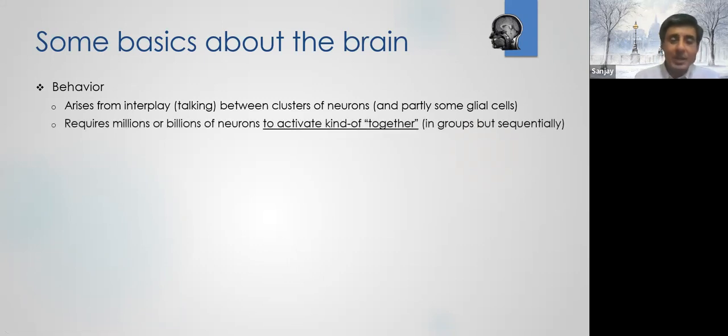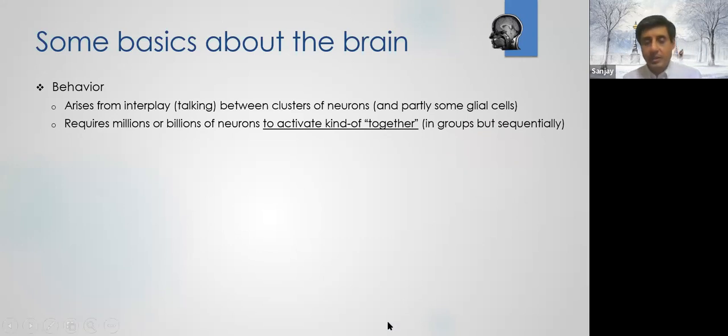Behavior typically requires millions or even billions of neurons. And remember, the adult brain has roughly 86 billion neurons in it. A child's brain at birth has roughly 100 billion, many more neurons than an adult brain. And many of those neurons get pruned out by the time they reach age 7 or 8.